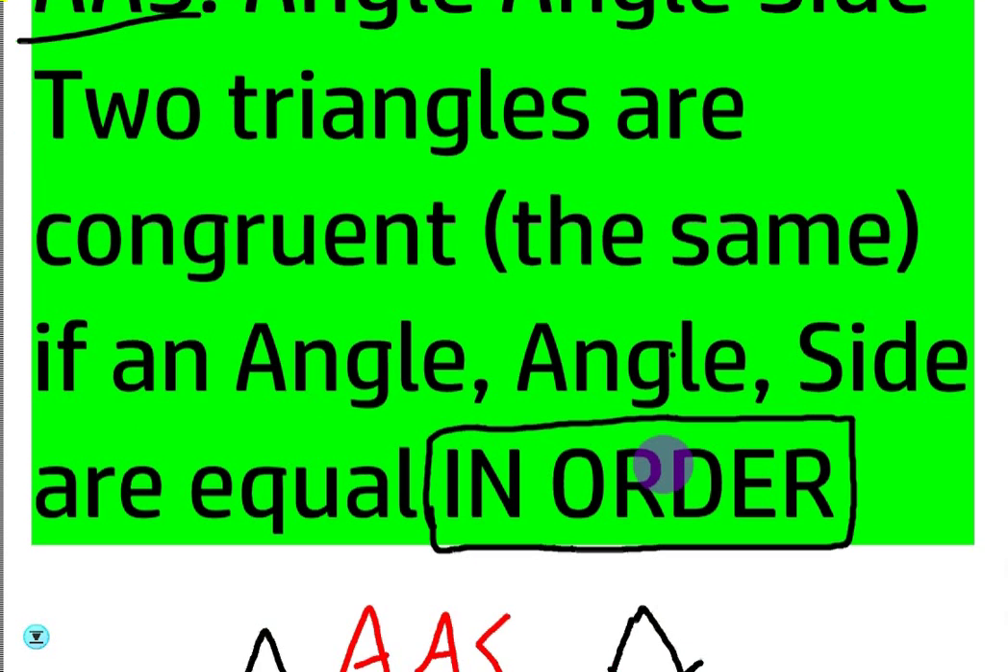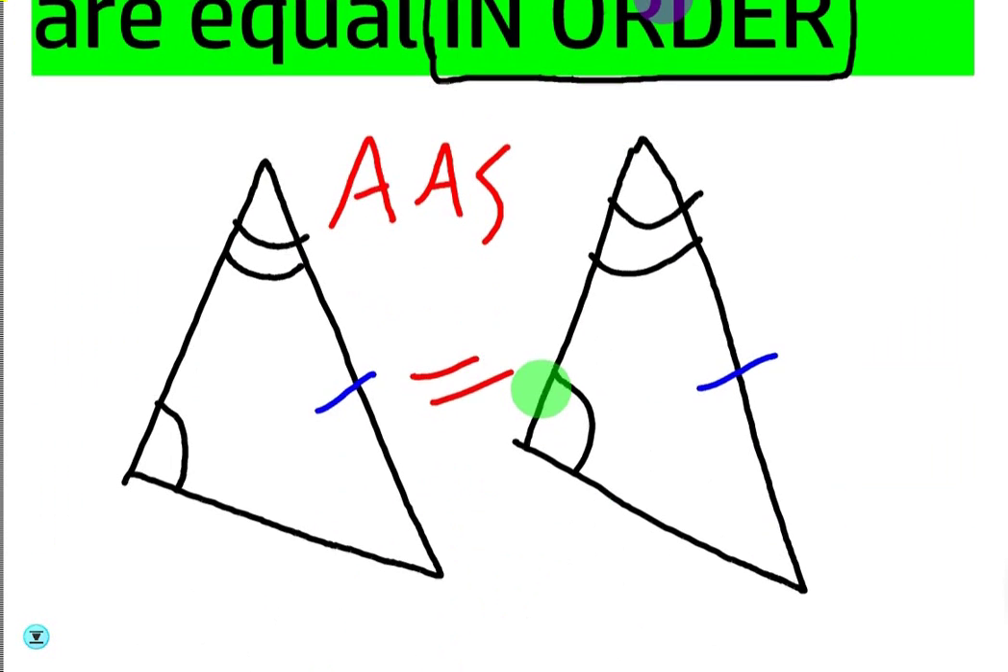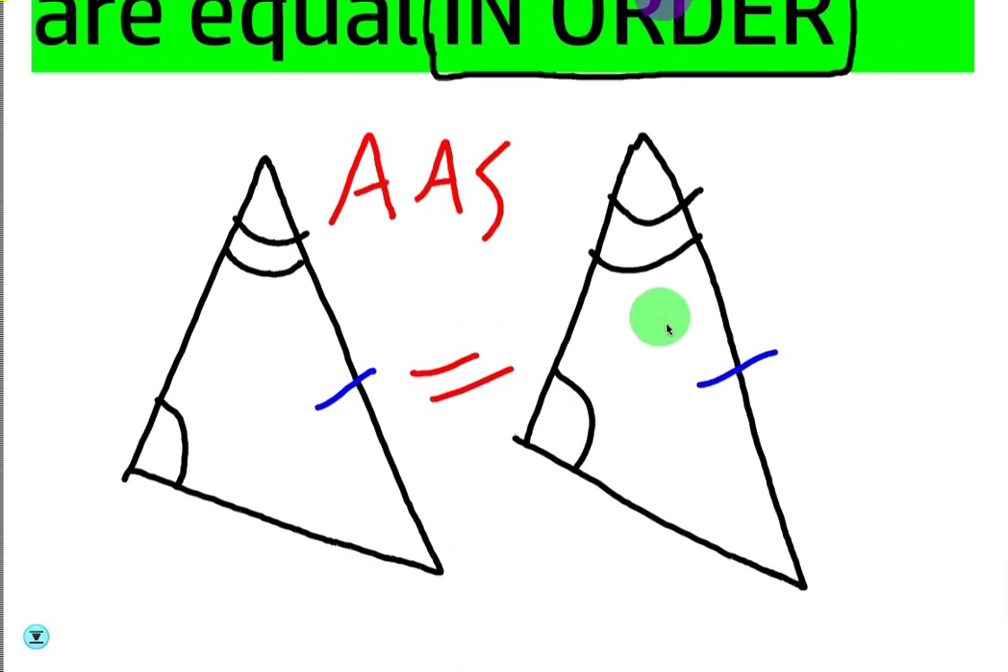Let's take a look at exactly what this would look like. So we have two triangles. Let's take a look at the left one, and let's start at this angle down here, the single arch. If we start at this angle, the next angle, and then the side, that would be AAS, right? So let's take a look at this other triangle. The same order applies. We start at the first angle, go to this next angle, and then the next side. So the order is AAS, and if that's true, the two triangles are equal.